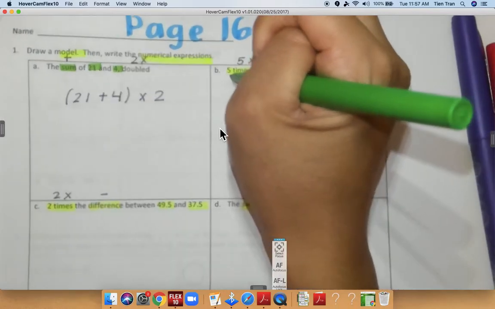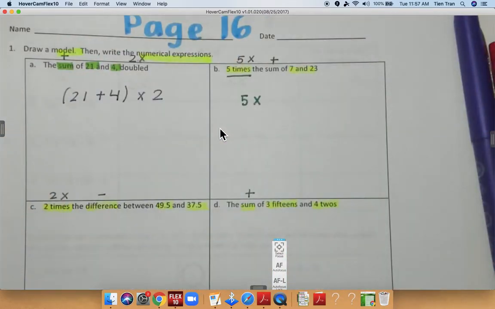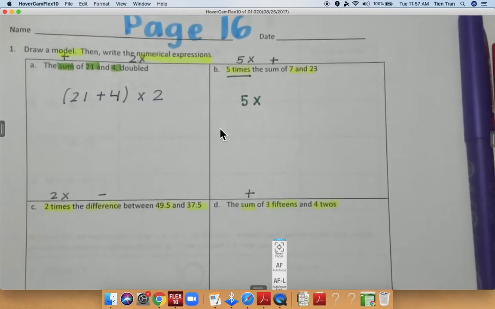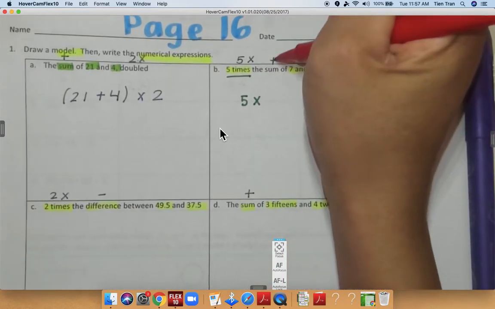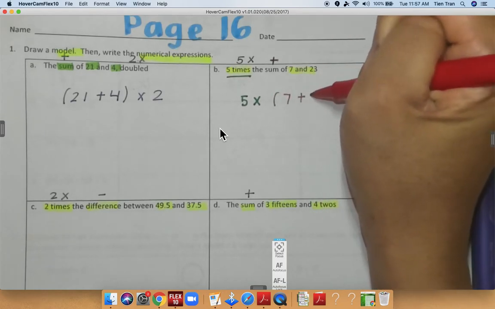So this one says 5 times. So I'm going to write 5 times. And it says the sum. And sum means to add, right? Sum means to add. And they want you to add 7 and 23.